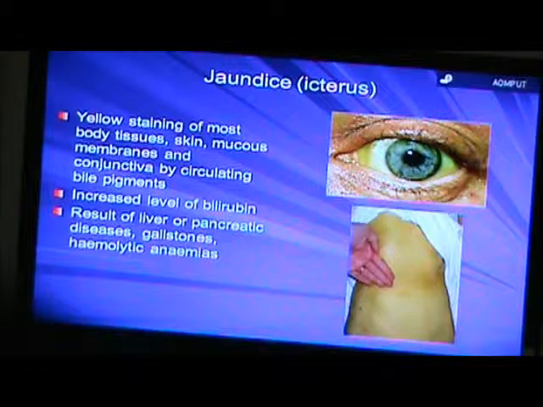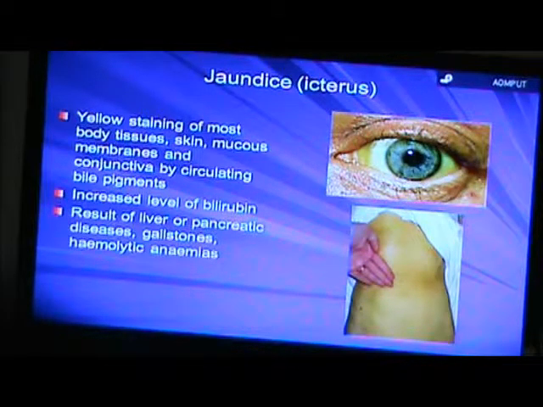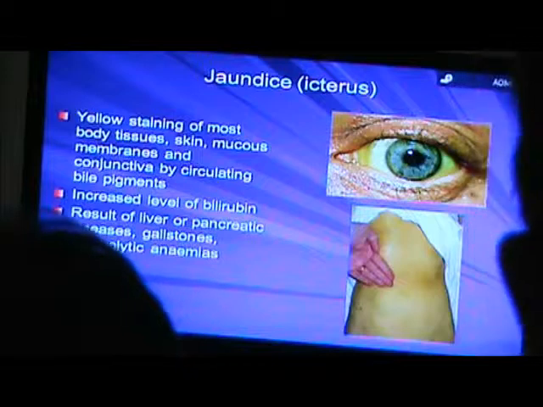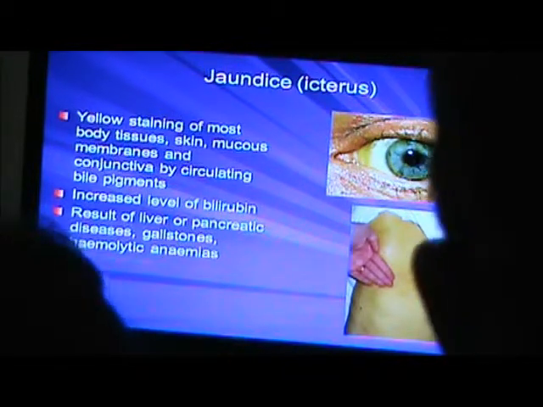And it happens in some diseases that there is jaundice, icterus. It's a yellow staining of most body tissue. So look, here is the normal color of the hand, and here is jaundice, the icterus. It's a yellow staining of most body tissue, the skin, the mucous membranes, the conjunctiva, by circulating bile pigments. It means that there is an increased level of bilirubin.